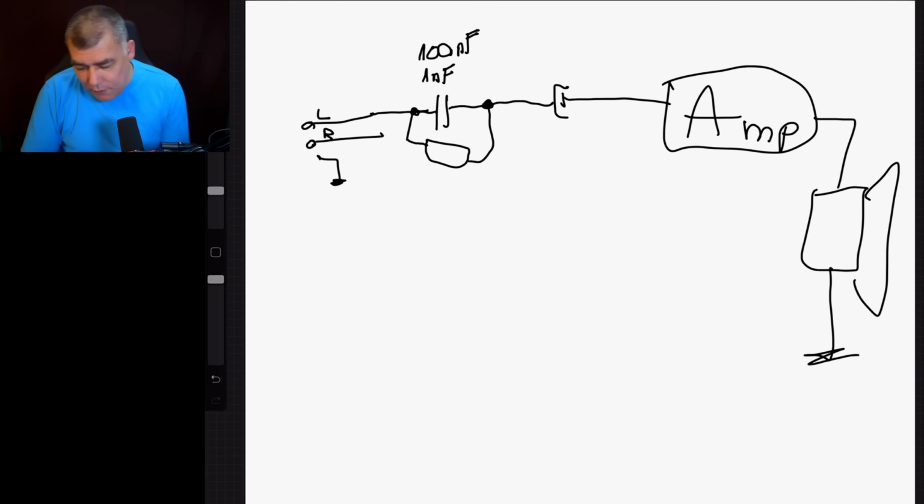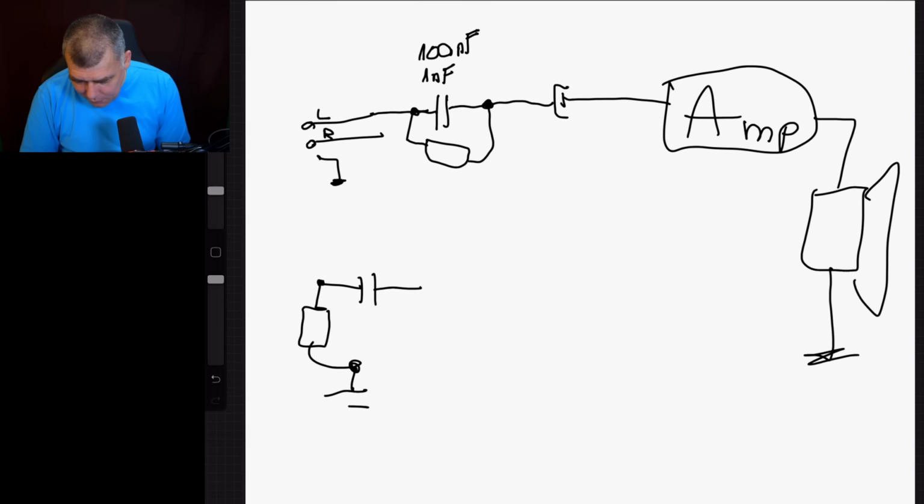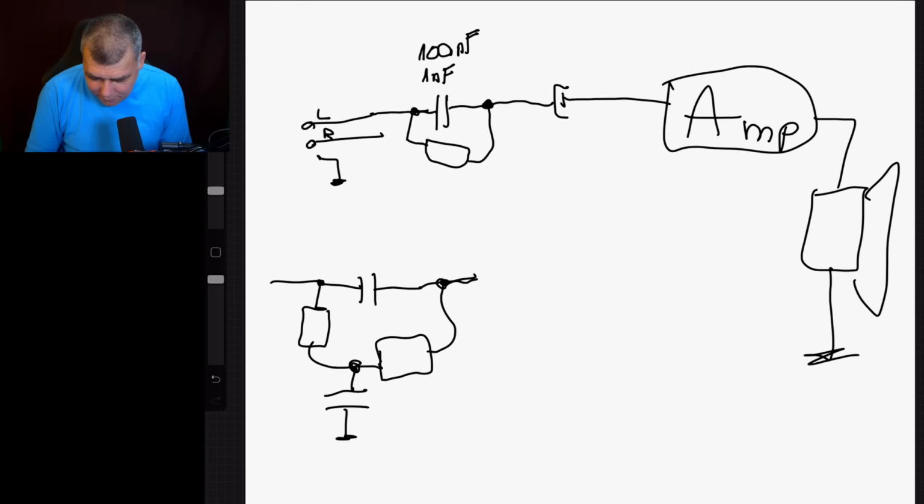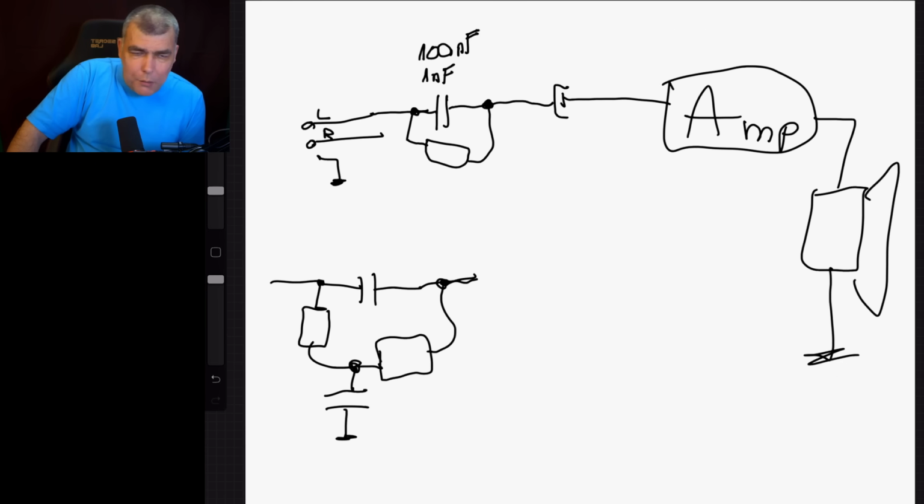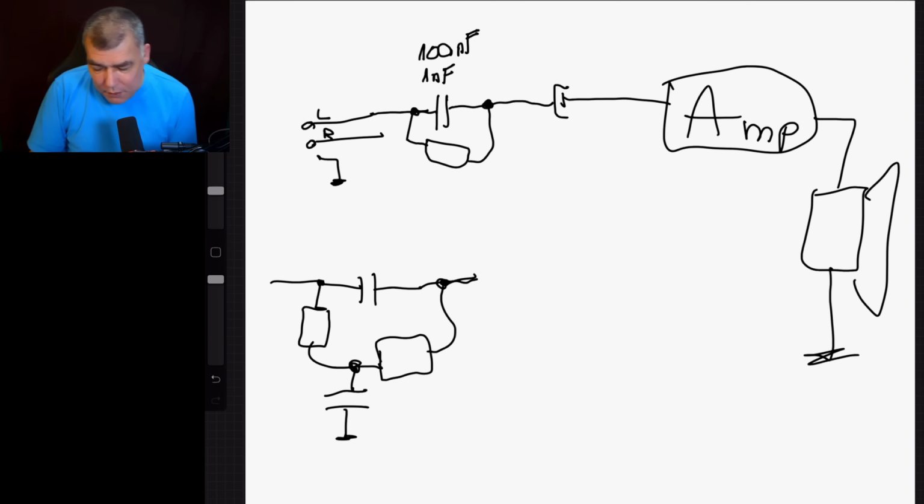Actually a filter is not like that. You have this capacitor and actually two resistors: one capacitor to ground, and one more resistor. That's a bass and high frequency filter, or loudness filter. No, loudness is something else, it changes with the volume. But when you play with something like that, you'll understand how a capacitor works.